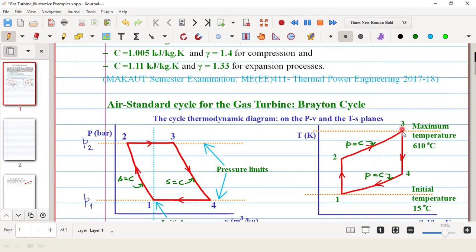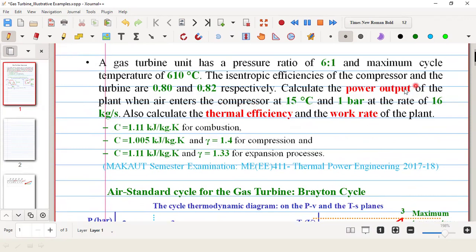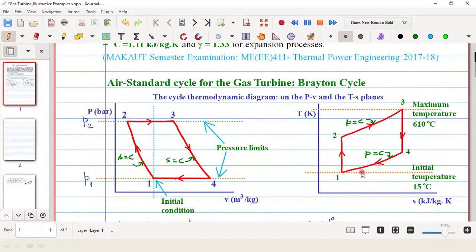Now, the maximum temperature is 610 degrees centigrade, and the initial temperature is also given: the compressor inlet is at 15 degrees centigrade and 1 bar. So the initial temperature is 15 degrees centigrade, and 610 degrees centigrade is the maximum cycle temperature. These are the two things we have to clearly understand. And P1 is equal to 1 bar.